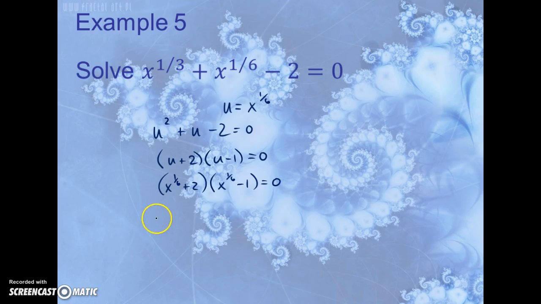Set each of these equal to 0, and then I try and figure out what we're looking at. To fix this, I would raise both sides to the 6th power. 1/6 is like the 6th root, so 6th power fixes that. And 2 to the 6th is going to be 64. 1 to any power is just 1. When I test 64 in the original problem, I realize it does not work, and 1 is my only solution.